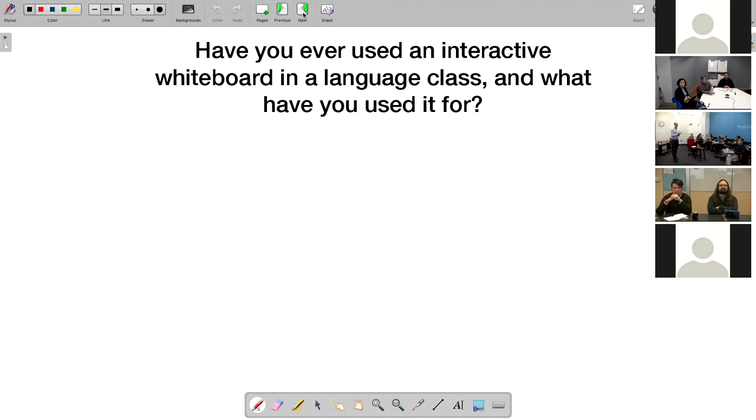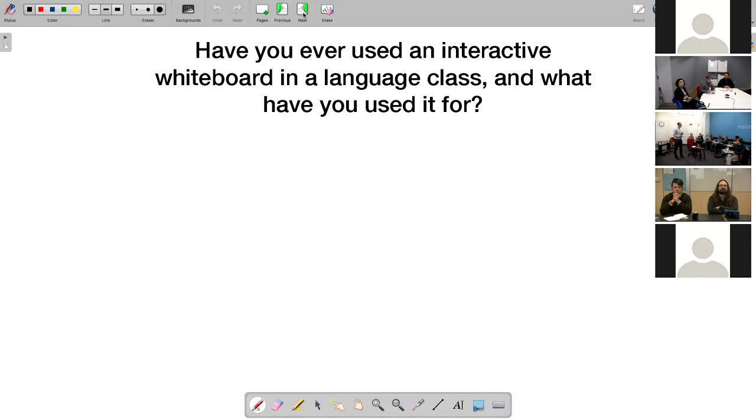Okay, so this is an interesting point. Some people have used the interactive whiteboards not interactively. So you just use it as a screen, a big screen. Yes, I have misused a smart board. Okay. So for people who have only used it as a screen, why have you not used it interactively?